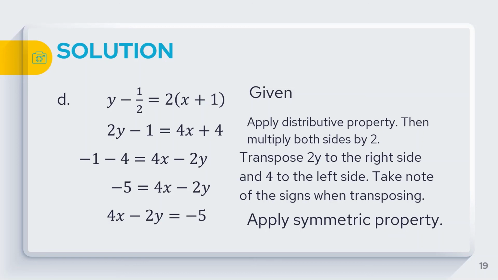So it will now become negative 1 minus 4 is equal to 4x minus 2y. Negative 1 minus 4 is equal to negative 5, equal to 4x minus 2y. And then applying the symmetric property, our equation now in standard form is 4x minus 2y is equal to negative 5.